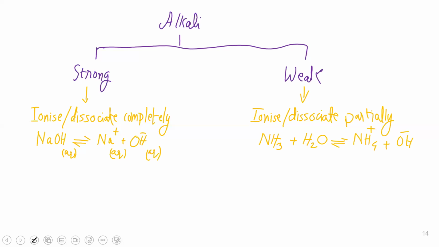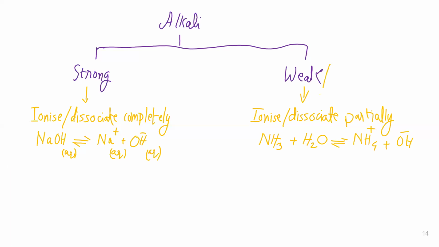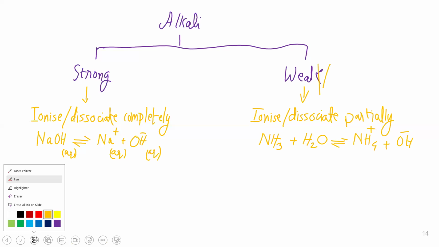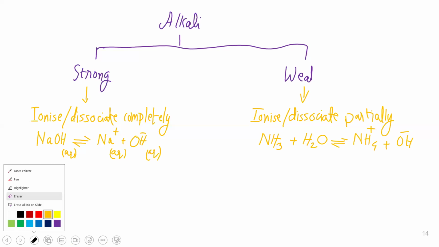So please absorb this, that there are two types of acid: strong and weak. Similarly, there are two types of alkali or base, and one is strong and one is weak.